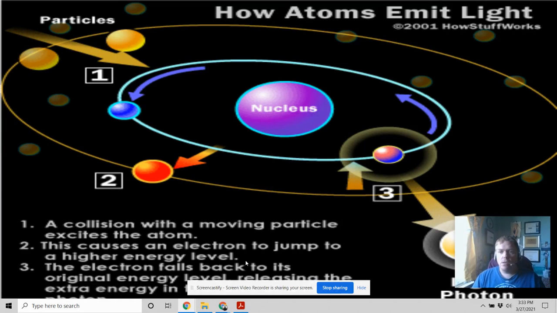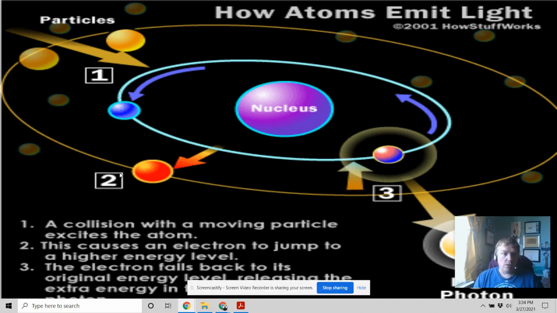These vibrating electrons, when they move, when they are energetic, they release these little particles of light called photons. Okay, a photon is a particle of light. Up until now, we've been talking about how light can act as waves. Light has a wavelength, an amplitude, and a frequency, but light also has a particle associated with it called the photon. And as we see here, we have an initial collision that causes an electron to bump up to a higher energy level.